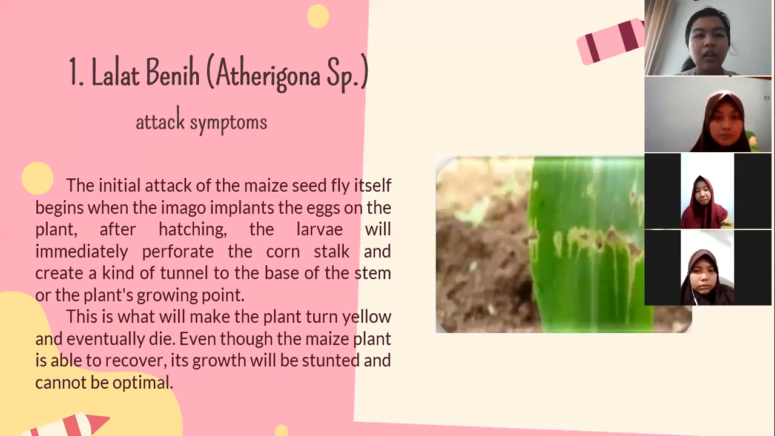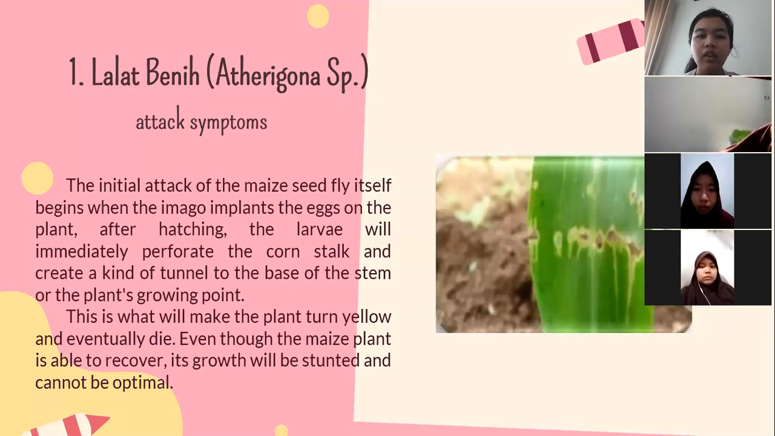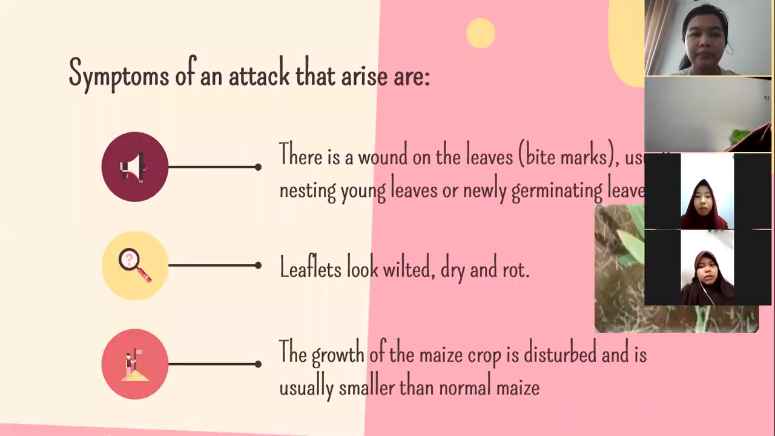The attack symptom of Atherigona sp. on maize begins when the imago implants the eggs on the plant. After hatching, the larva will immediately perforate the corn stalk and create a kind of tunnel to the base of the stem or the plant's growing point. This is what will make the plant turn yellow and eventually die. Even though the maize plant is able to recover, its growth will be stunted and cannot be optimal.